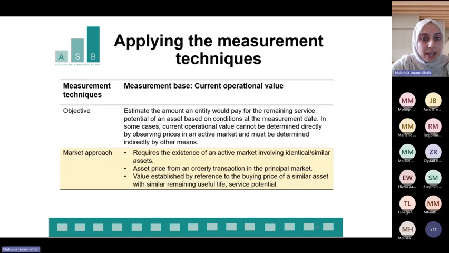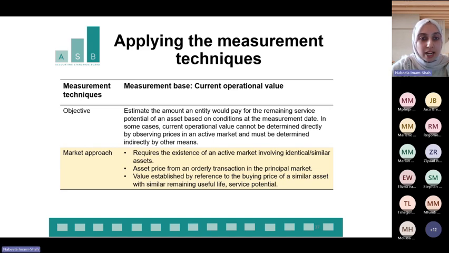Okay, let's look at current operational value, so that specific measurement base, and how the measurement techniques apply to it. The objective of current operational value is to estimate the amount an entity would pay for the remaining service potential of an asset based on conditions at the measurement date. In some cases, current operational value cannot be determined directly by observing prices in an active market, and it must be determined indirectly by other means.